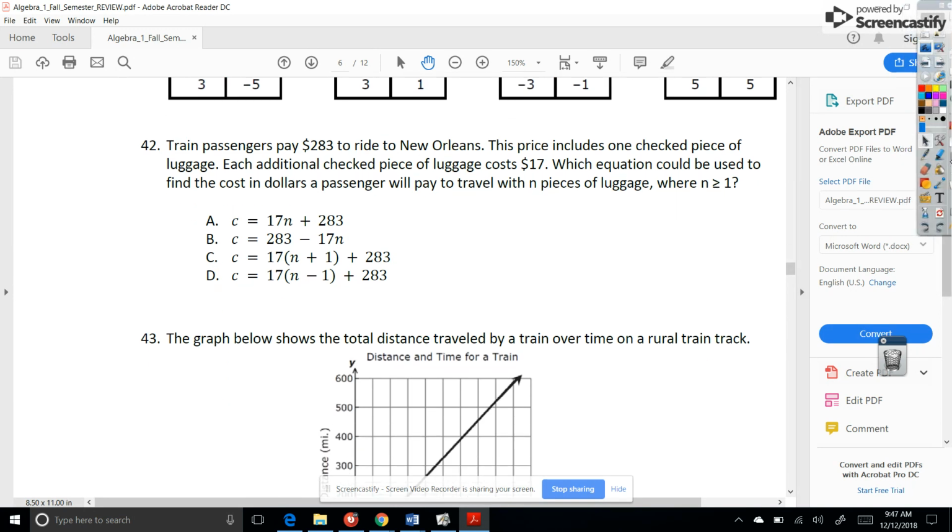Okay, train passengers pay $283 to ride to New Orleans. This price includes one checked piece of luggage. Each additional piece is $17. Which equation could find the cost in dollars a passenger would pay to travel with n pieces of luggage, where n is greater than or equal to 1? So we know they're bringing at least one piece of luggage.